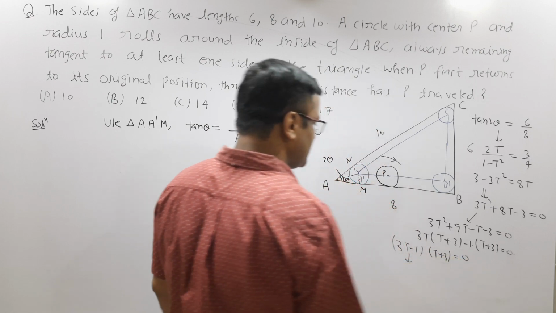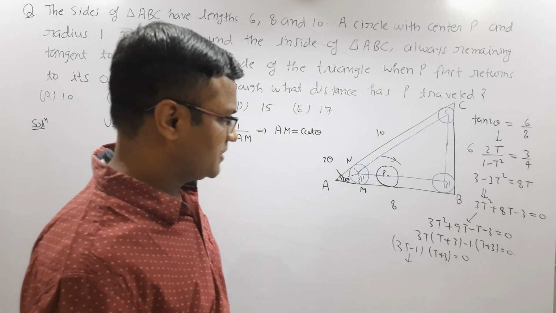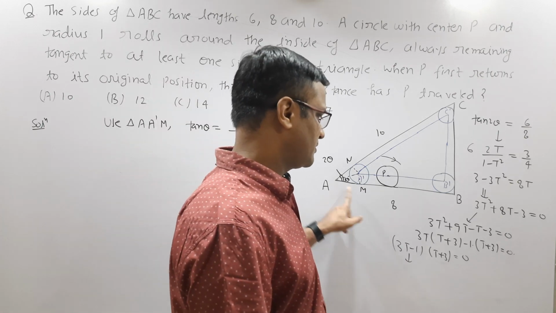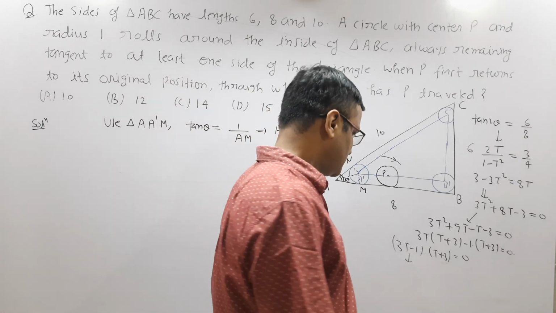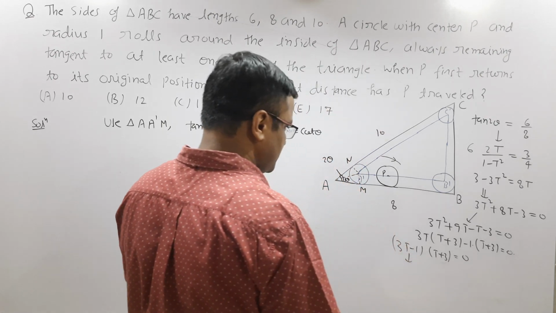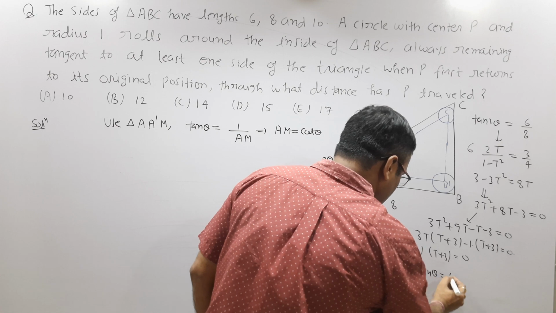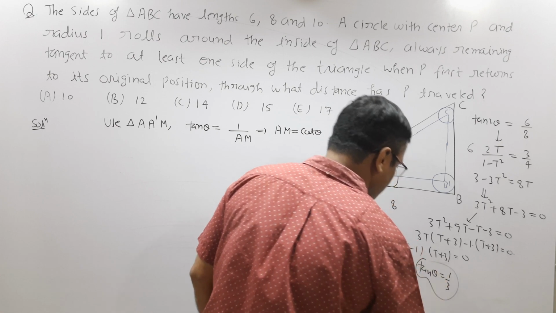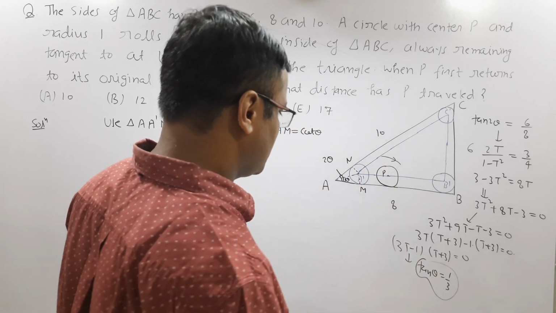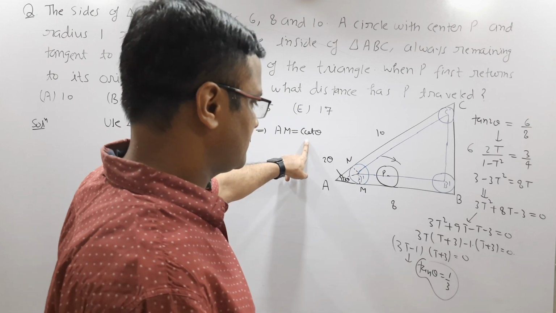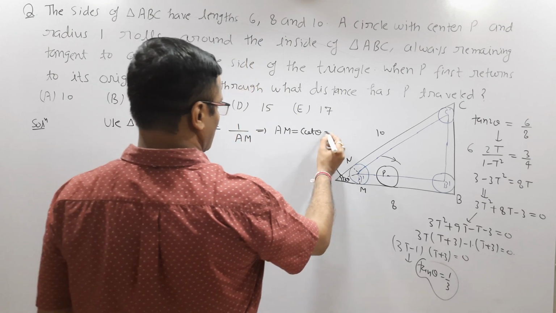Okay, clearly the value of tan theta is what? Because theta is an acute angle, tan theta plus 3 can never be 0. So tan theta is a positive number. So there is only one value of tan theta from this quadratic which is allowed, that is 1 by 3. And if tan theta is 1 by 3, this implies cot theta is 3.